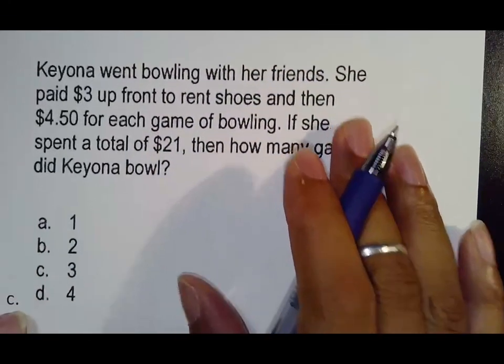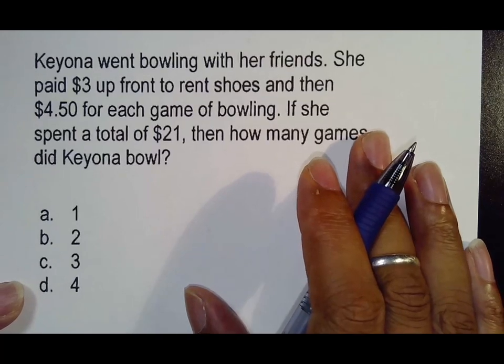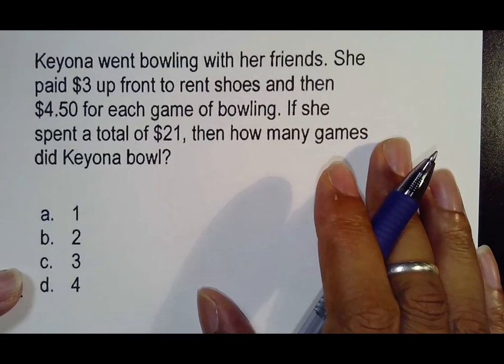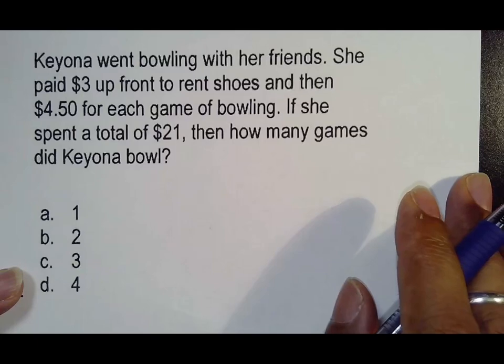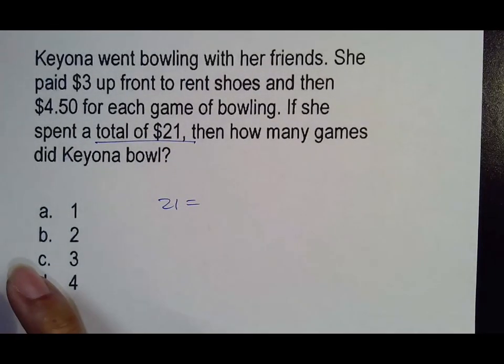Another one, Kiana went bowling with her friend. She paid $3 up front to rent the shoes and then $4.50 for each game. If she spent a total of 21, how many games did she bowl? Again, here is your total. The total number should be set by itself. Whenever you're reading word problems, if you see a total, put that number by itself. I usually get it out of the way and just put it first and then put an equal sign. That way I don't get confused.